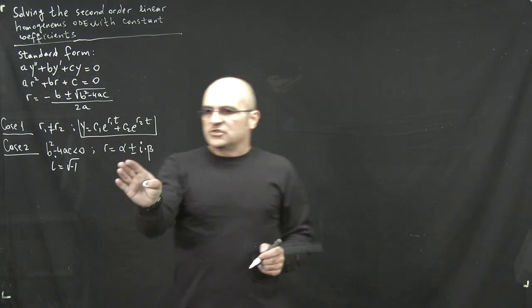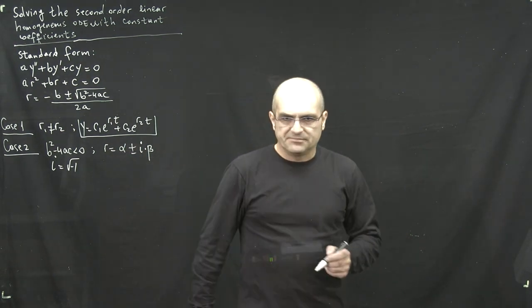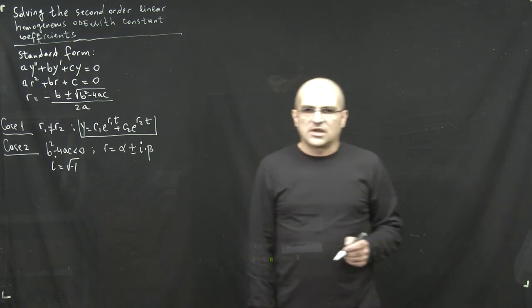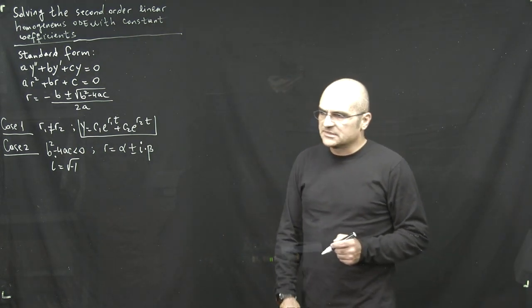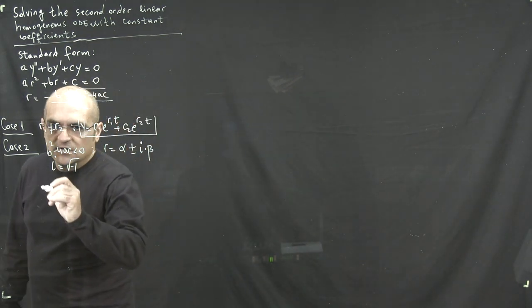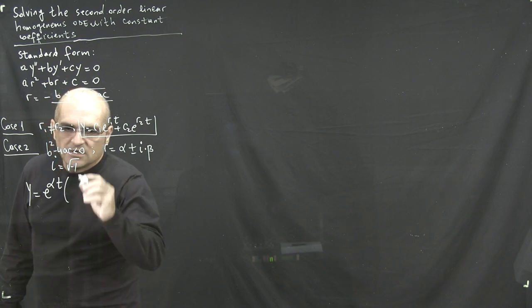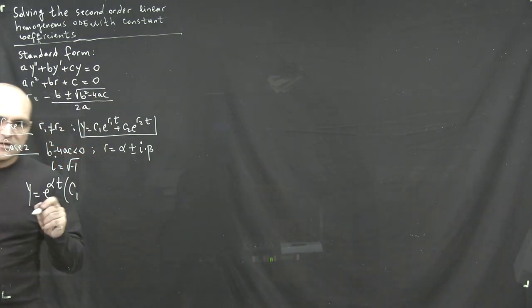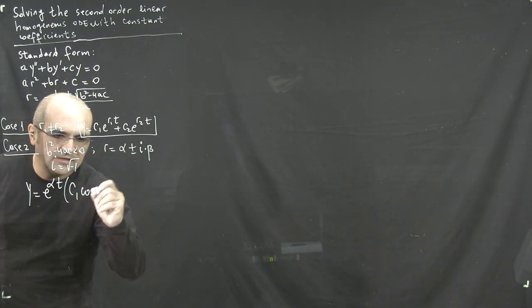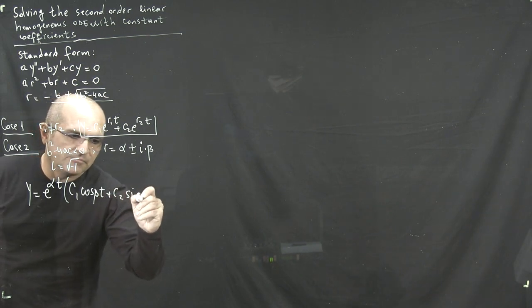So if you have any fraction here, you must eliminate it so that you can write clearly what alpha and beta is, which is the typical notation for the real part and the imaginary part. So in this case, one can prove that the solution can be written like this: e to the alpha t, quantity c1 cosine of beta t, plus c2 sine of beta t.